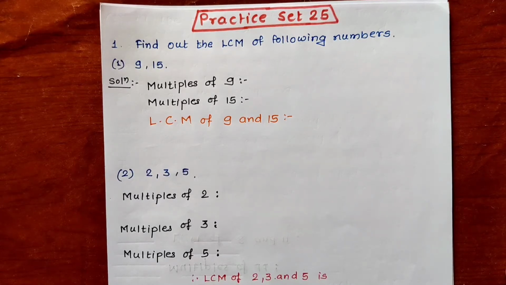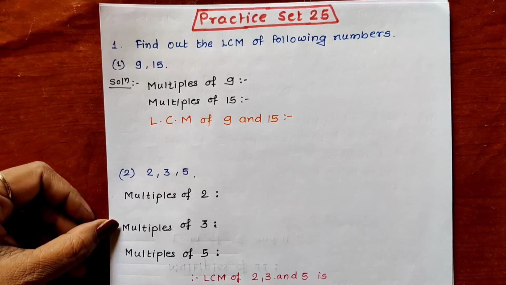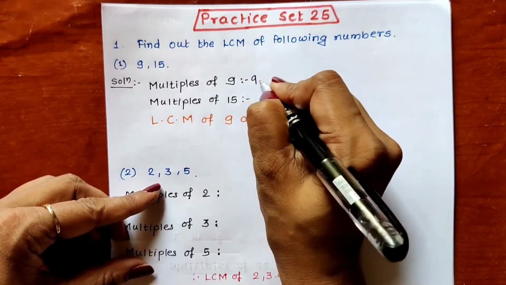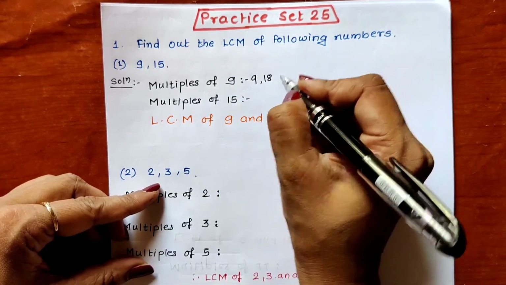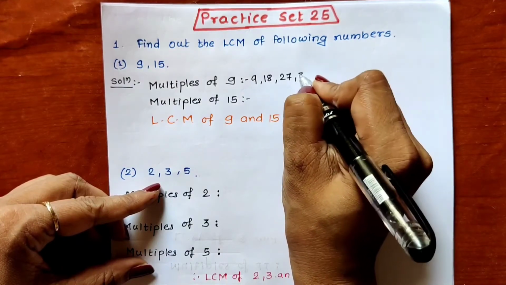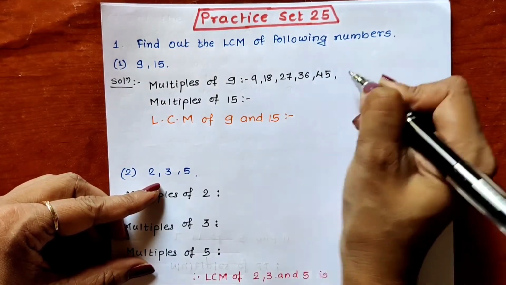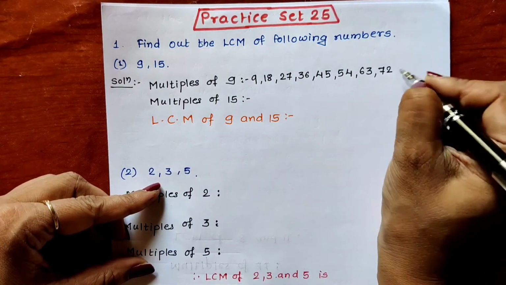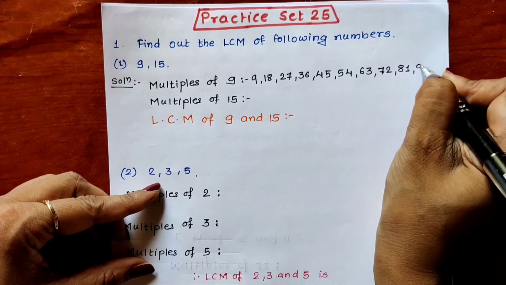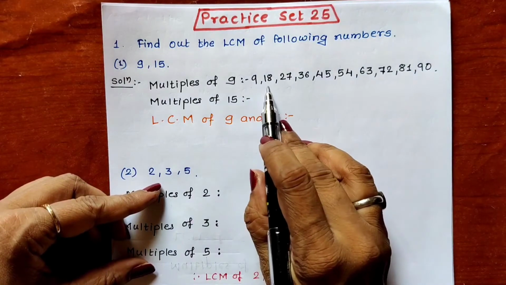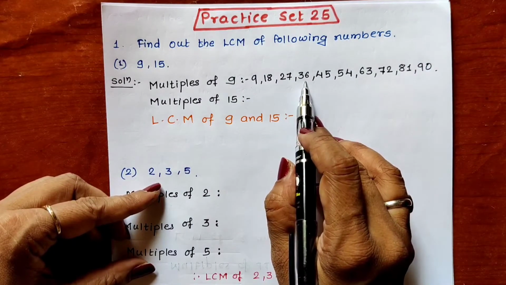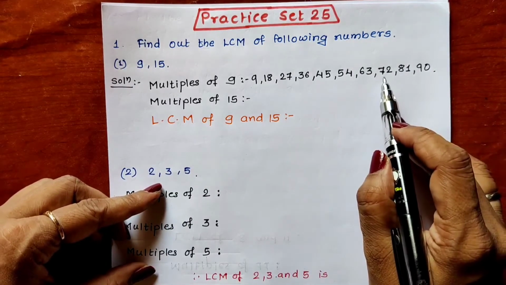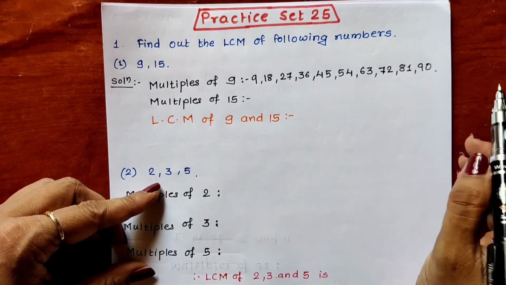So first we will solve question number 1, where we have to find out the LCM. First two numbers are 9 and 15. Let us first write the multiples of 9. 9 ones are 9, 9 twos are 18, 3s are 27, 4s are 36, 5s are 45, 6s are 54, 7s are 63, 8s are 72, 9s are 81 and 10s are 90.